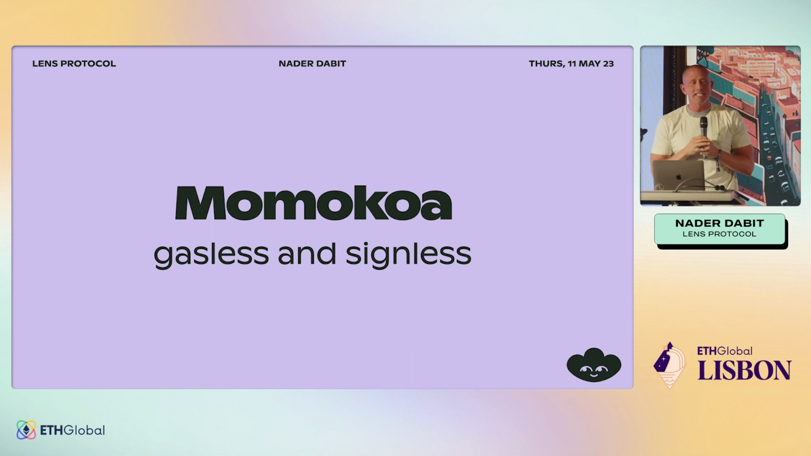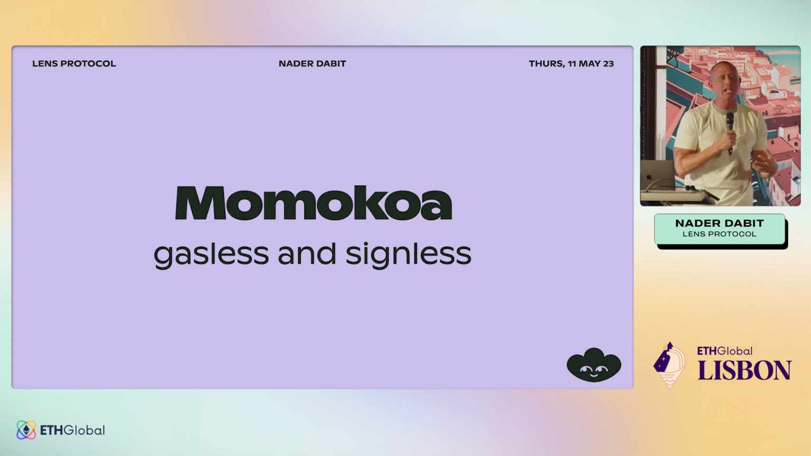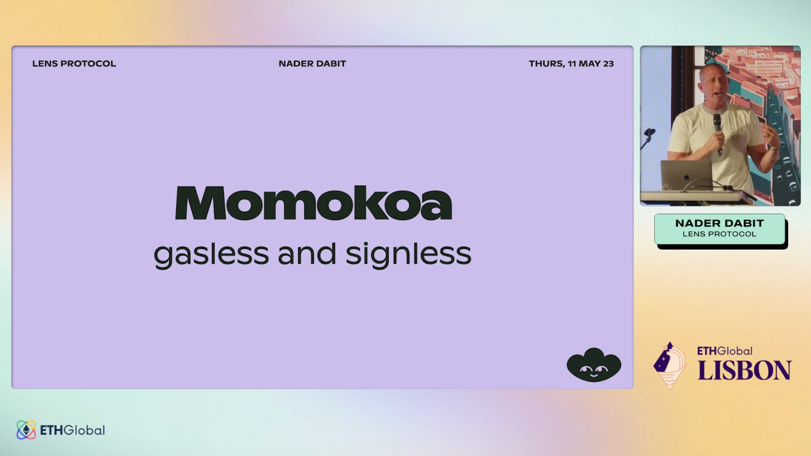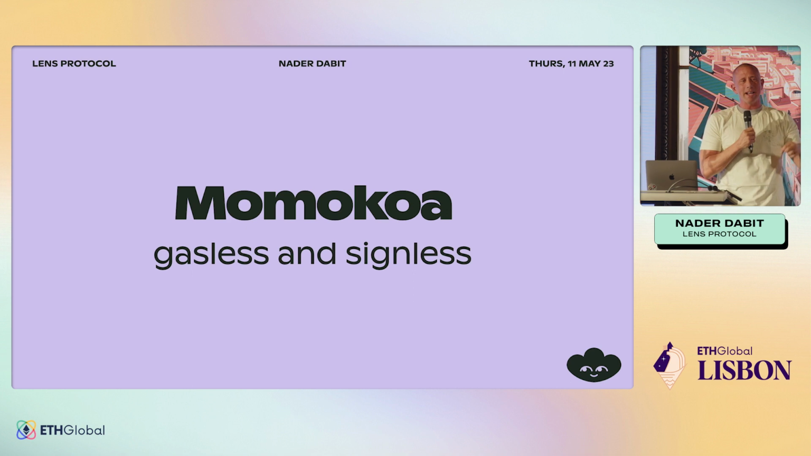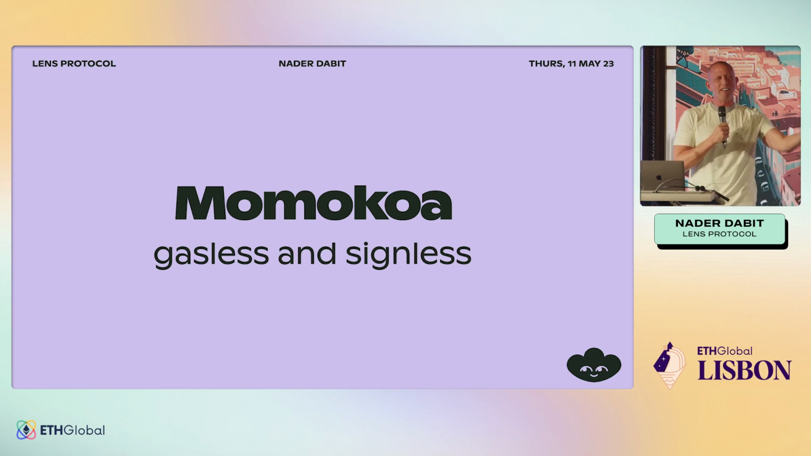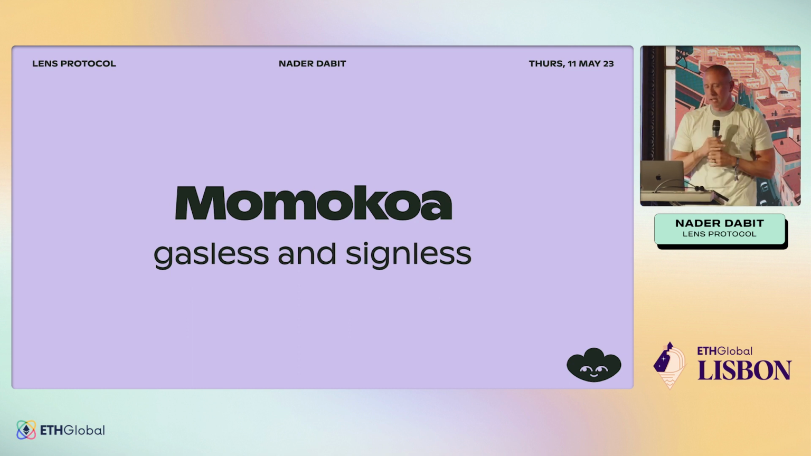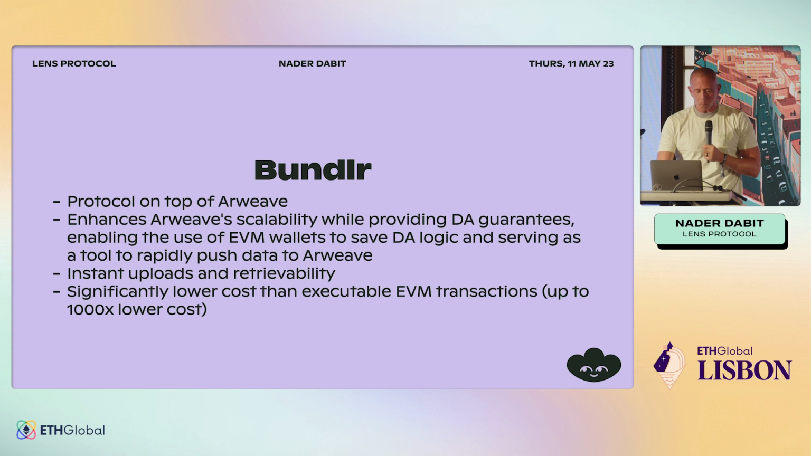Momoka is gasless and signless. We think that one of the most important reasons why Lens is being adopted by so many people and so many applications is that it provides the UX that people expect from something like Twitter or Instagram or one of these other social networks, where you're obviously not needing to pay for your transactions. When you make an update in your app, you're not waiting for it to finalize. You have optimistic updates, and it just feels really good. So we continue to provide that with Momoka.